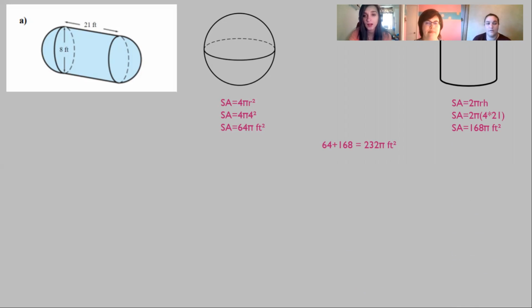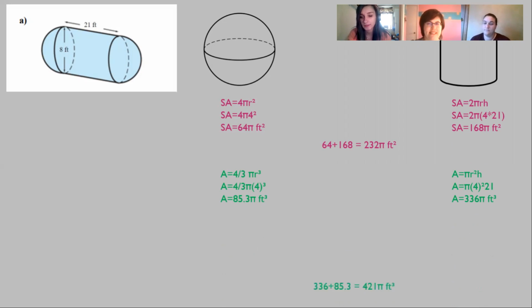And now we're going to do the volume. I'm going to do the same thing, but this time we're just going to use the formula for volume. So when we plug this one in, we get 84.3 pi feet cubed. I'm going to do the same thing over here. I'm going to get 336 pi feet cubed. I'm going to add those together, and we're going to get 421 pi feet cubed.